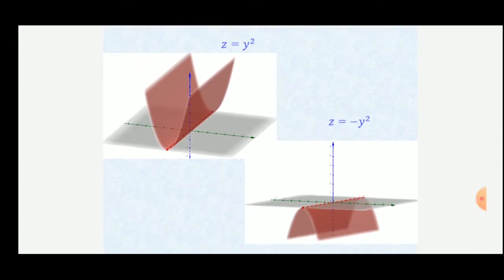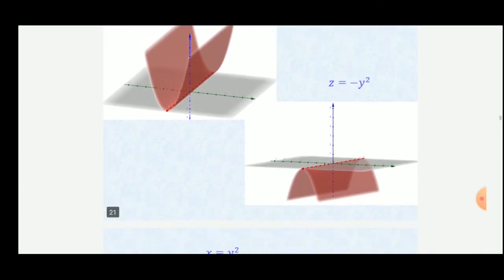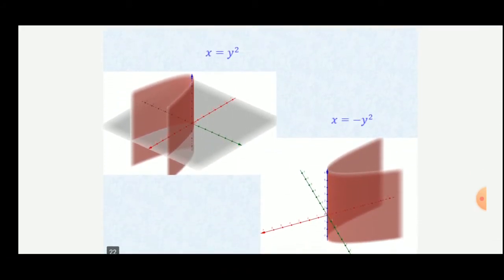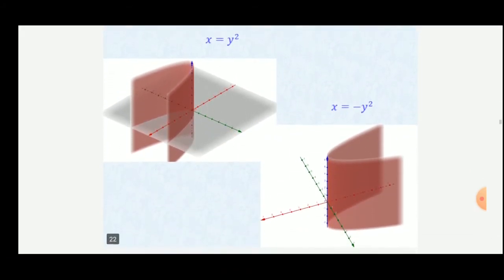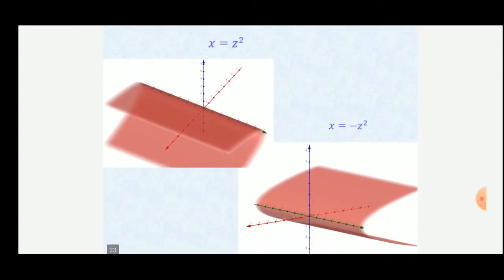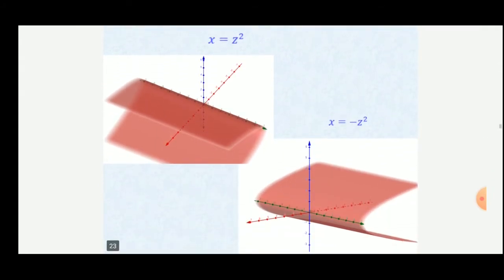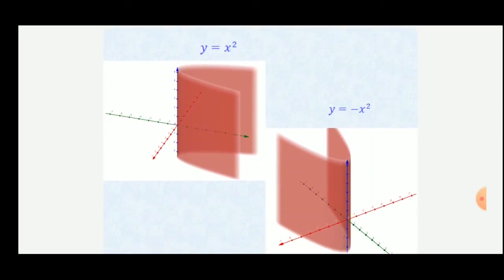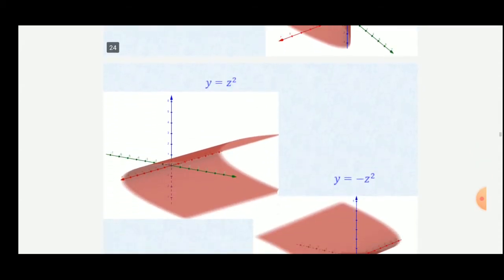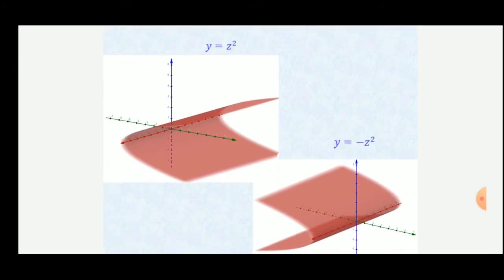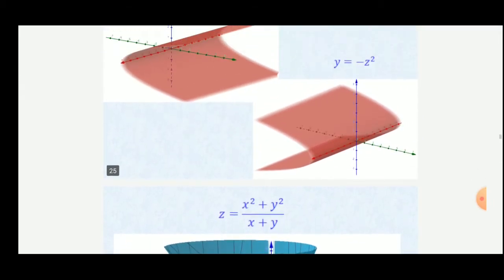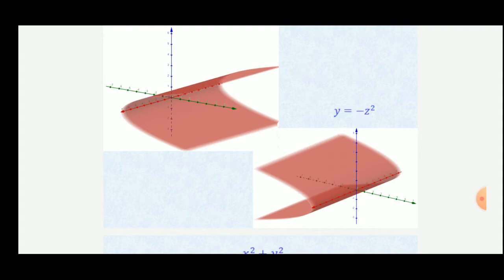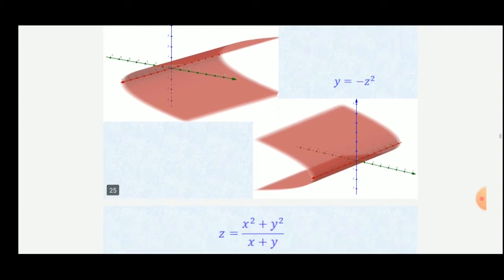Z equal to y square, z equal to minus y square, x equal to y square, x equal to minus y square. Next is x equal to z square, x equal to minus z square. So observe these surfaces. Then y equal to x square, y equal to minus x square in 3-dimensional. The next, y equal to z square, y equal to minus z square. So try to sketch the level curves for all these graphs.